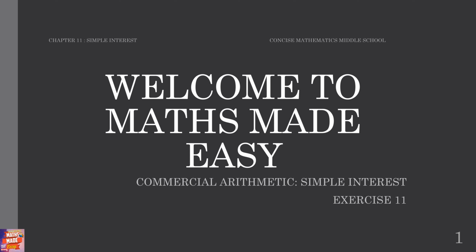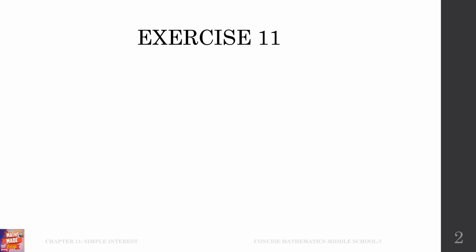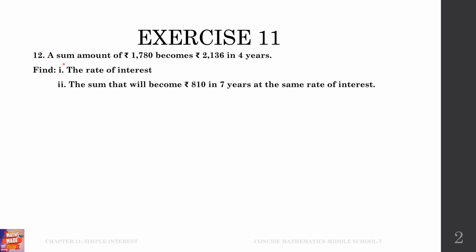Let's continue with word problems based on simple interest. Here is our 12th question. A sum amount of 1780. Here a sum amount means a particular amount which we have taken, right? So that is P. P is 1780 and it became 2134.6. That means this amount includes principal, that is 1780 plus interest.